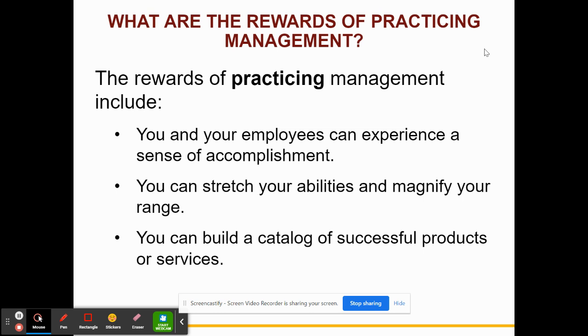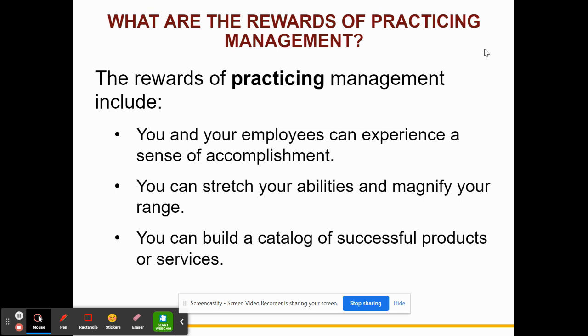Again, when we talk about magnifying your range, we talk about being able to do multiple jobs within an organization. One of the things that you as an individual, how you can create value for yourself is being able to do a lot of things within an organization. It's much harder to fire you or get rid of you if you are a highly skilled individual that can do quite a few jobs. So that ability to magnify your range can be really, really valuable in terms of practicing management.